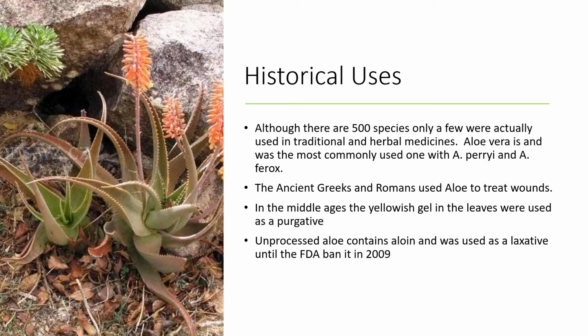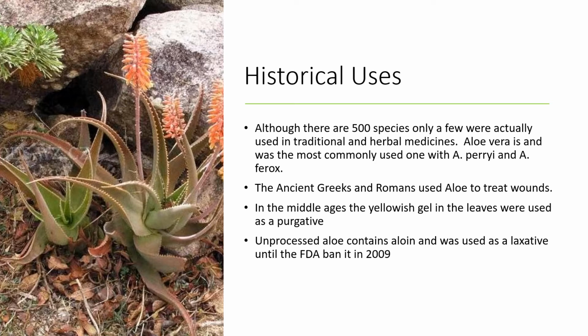Some historical uses: although there are about 500 species, only a few were actually used in traditional and herbal medicines. Aloe vera is the primary one used for medical purposes. Most common also are aloe perryi and aloe ferox, which I mentioned earlier. The ancient Greeks and Romans used aloe to treat wounds, to keep them from drying out and cracking. In the Middle Ages, the yellowish gel in the leaves was also used as a purgative.